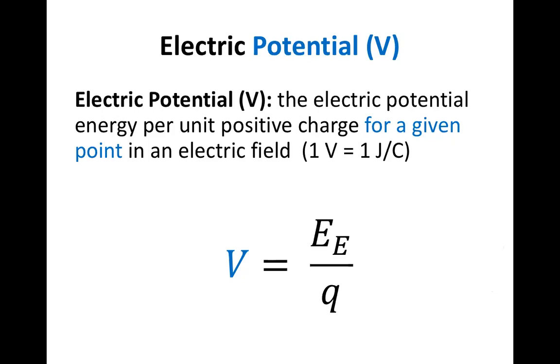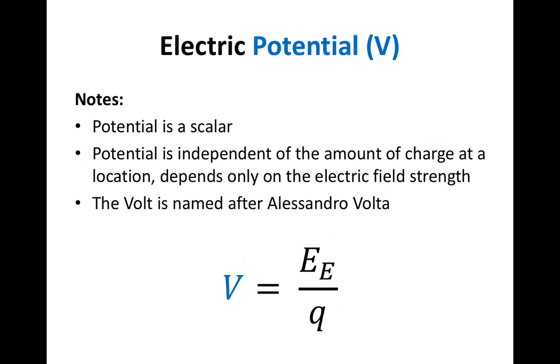So for example, if you had 1 coulomb of electrons at a location in the field, there would be a certain electric potential energy associated with that location. If you double the charge to 2 coulombs at the same location, you double the electric potential energy. And in both of these scenarios, you'll have the same potential because it's the ratio. So all that matters is the electric field strength at that location. Electric potential is also known, for short, as potential. Potential is scalar. Potential is independent of the amount of charge at the location. It depends only on the electric field strength. The volt is named after Alessandro Volta.